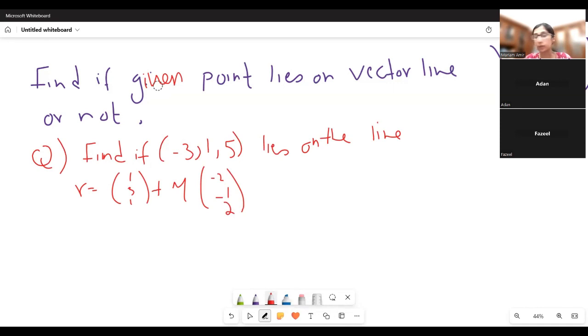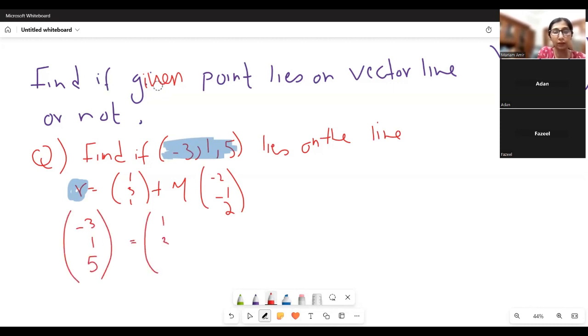Find whether (-3, 1, 5) lies on the line r = (1, 3, 1) + mu(-2, -1, 2). So how do you check that? You replace this position vector with this position vector. So write that in the form of position vector: (-3, 1, 5) = (1, 3, 1) + mu(-2, -1, 2). Actually, there's a minus 1 with the 3 and not with the 1.